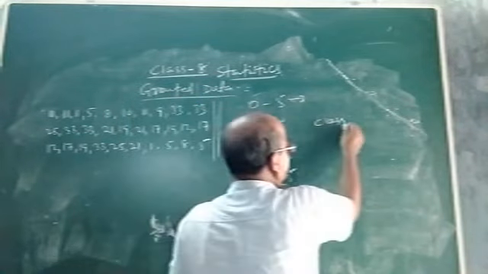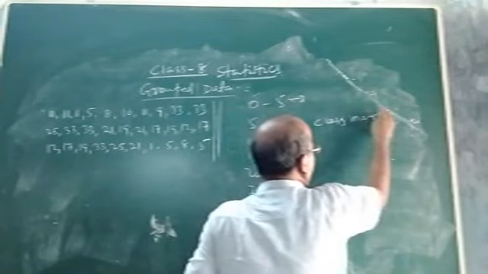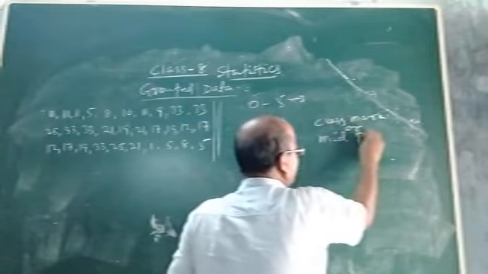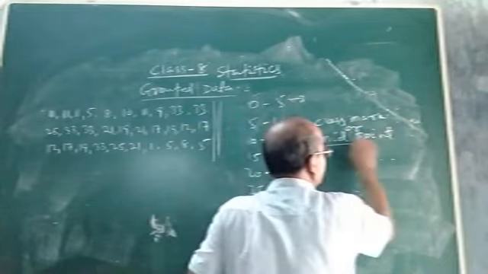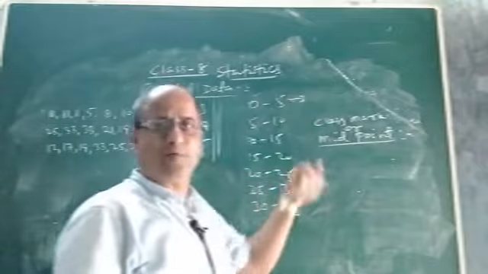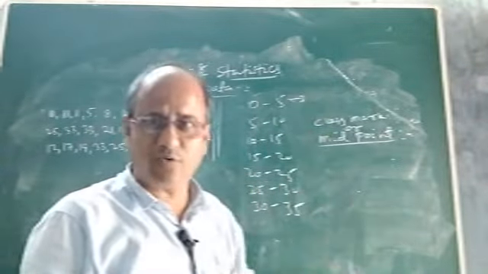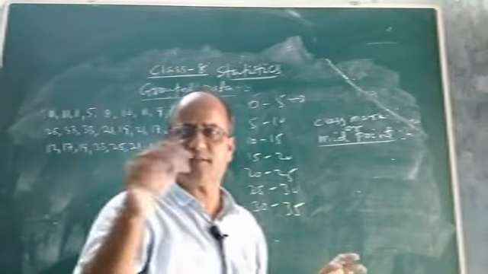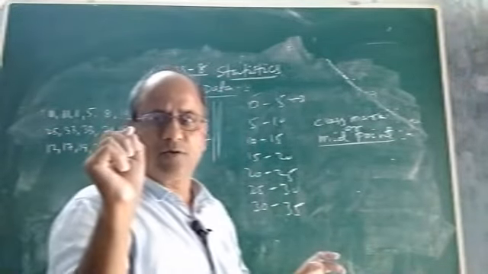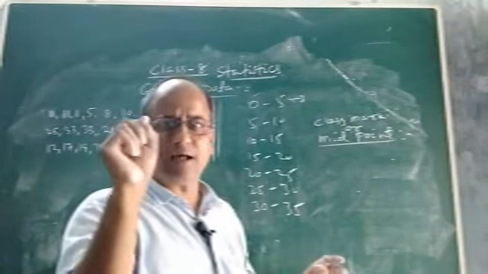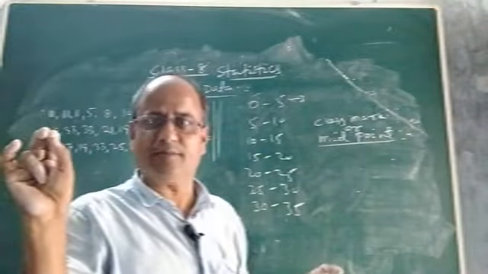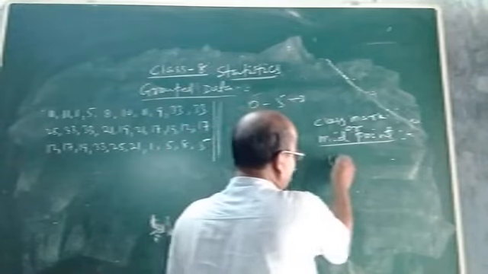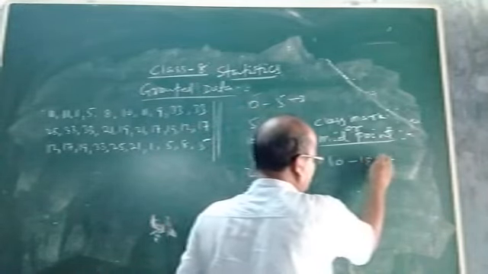See, class mark or midpoint. What is class mark or midpoint of a class interval or group data or class? The three terms are synonyms. They are synonymous with one another. Group data, class and class interval, they all are the same in meaning. Suppose you are given, let us take, say, 10 to 18.